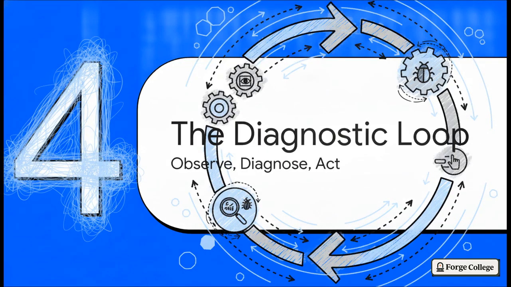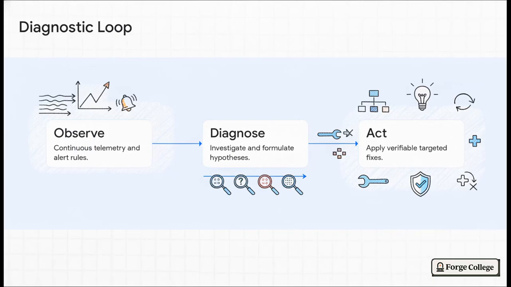Which brings us to Section 4, the diagnostic loop. Observe, diagnose, and act. Think of this as your operational rhythm. It's a highly disciplined 3-step cycle. Step 1 is observe. This means continuous telemetry and setting up alerts. You literally set an alarm to go off the second that P99 latency crosses your threshold.